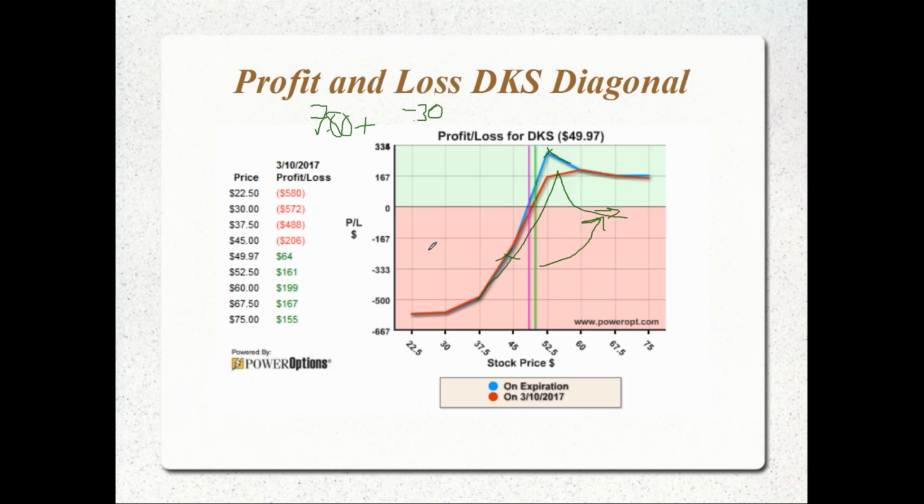This is key. In either scenario, whether you're doing a diagonal or a horizontal, you want to avoid early assignment if possible. In the case of that sudden gap up, if DKS jumps up to $62 and I get assigned early, I can't avoid that, which is why I'd always make sure that the net debit is less than the difference in strike prices, so I'd still realize a profit, though it might not be near that maximum profit.